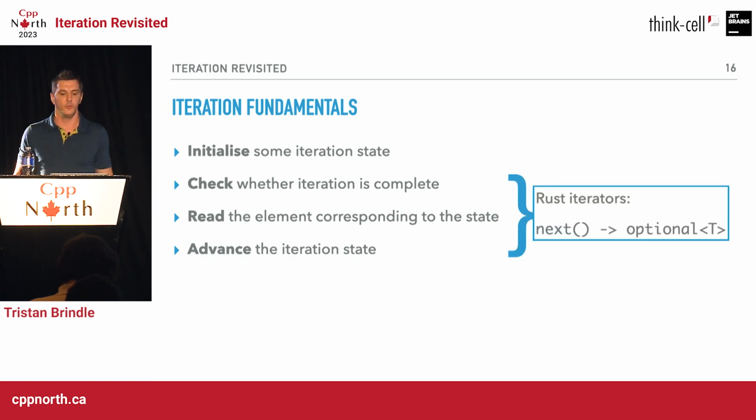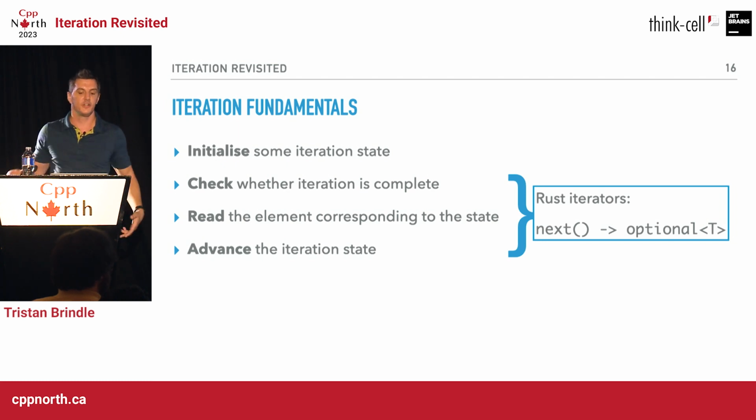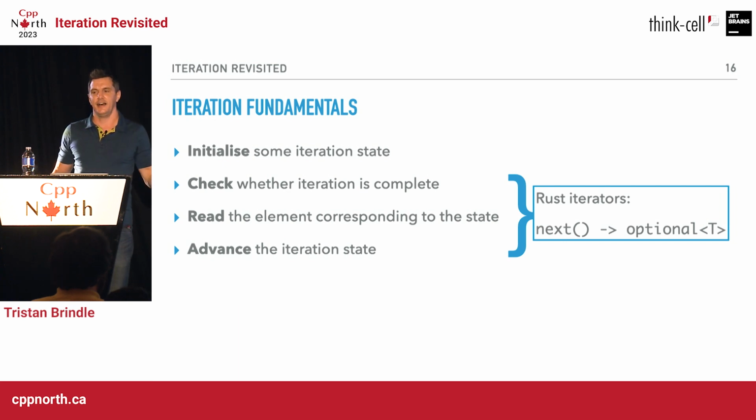And some of you might be familiar with the Rust iteration scheme. So the way it's done in Rust is that they fuse together the check, read, and advance operations into a single function called next, and next returns, in C++ terms, an optional T. So the first time you call next, it returns you an optional containing the first element, second time, an optional containing the second element, and so on until eventually iteration is complete and it returns you an empty optional. Okay, so that's the Rust scheme, and this has some advantages, chiefly that it's much simpler than the C++ scheme, right? There's only one function we really need to worry about.